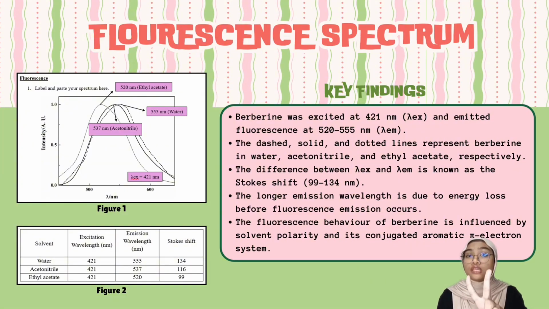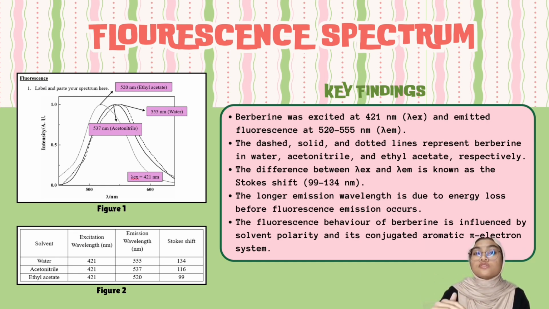In figure 2, we can see the difference between the excitation wavelength and emission wavelength is called the Stokes shift. For berberine in water, the Stokes shift is 134 nanometers. This happens because some energy is lost through molecular vibration before light is emitted, causing the emitted light to have lower energy and a longer wavelength.